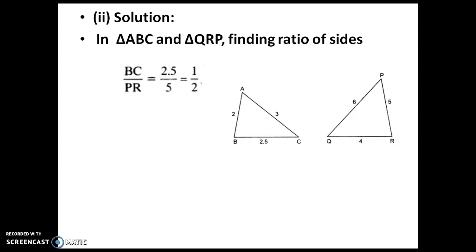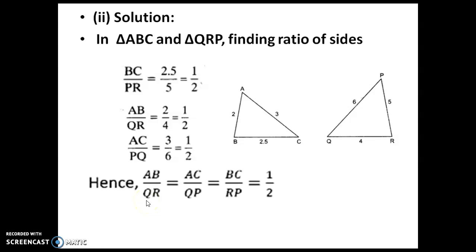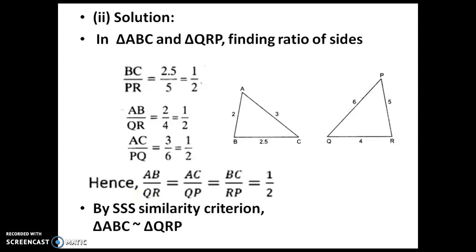So BC by PR, BC by PR only we should take. Then only we can get the ratio as 1 by 2. Then AB by QR equals 2 by 4 equals 1 by 2. Then AC by PQ equals 3 by 6 equals 1 by 2. So all have the same answer, 1 by 2. That means they are similar. So we can say yes, similarity criterion is side: three sides are proportional. So the two triangles are similar.